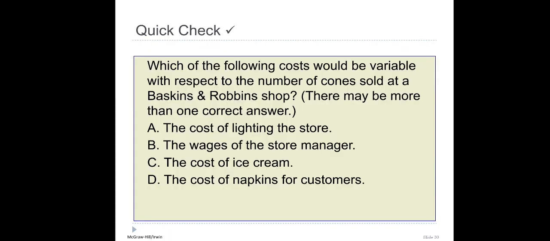Maybe we see this simple question. Which of the following costs will be variable with respect to the number of cones sold at Baskin Robbins shop? To answer this question, you have to remember the definition of fixed cost and the definition of variable cost. For Baskin Robbins, the product is the ice cream. So the cost of lighting the store, what do you think? I think it is a fixed cost.